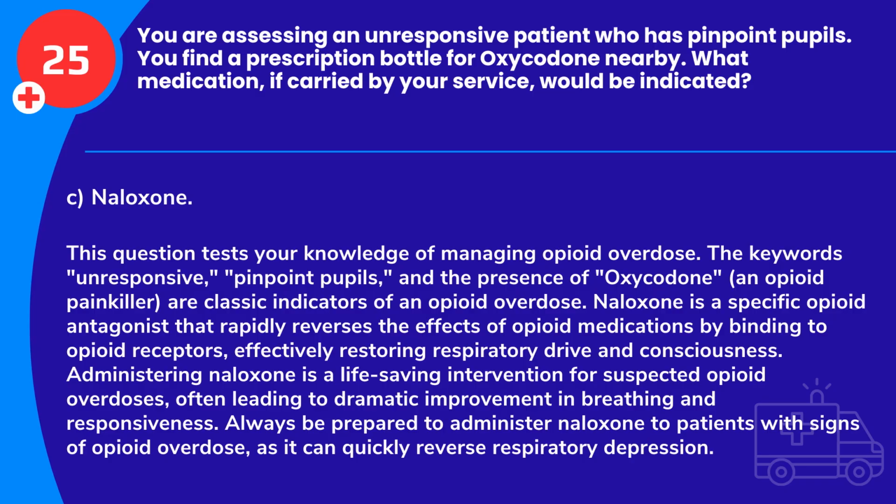Naloxone is a specific opioid antagonist that rapidly reverses the effects of opioid medications by binding to opioid receptors, effectively restoring respiratory drive and consciousness. Administering naloxone is a life-saving intervention for suspected opioid overdoses, often leading to dramatic improvement in breathing and responsiveness. Always be prepared to administer naloxone to patients with signs of opioid overdose, as it can quickly reverse respiratory depression.